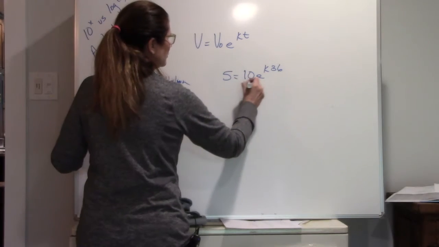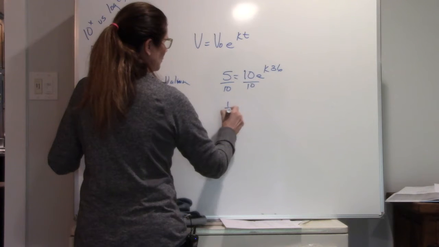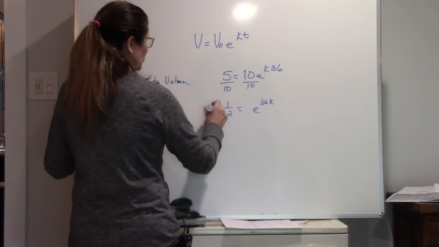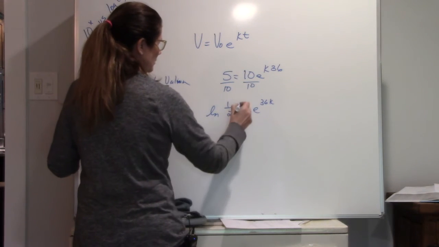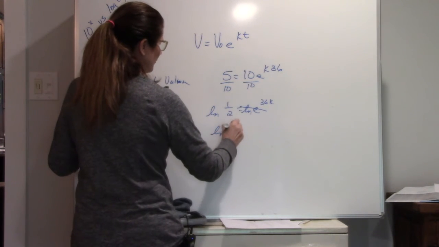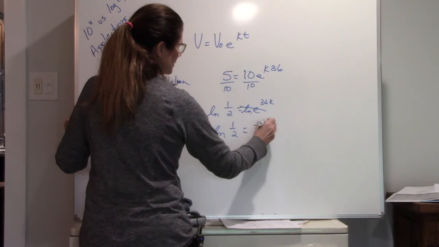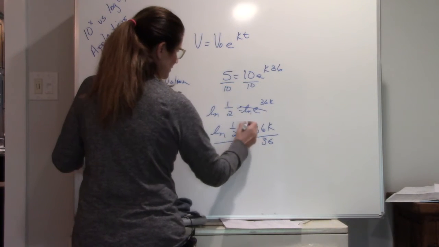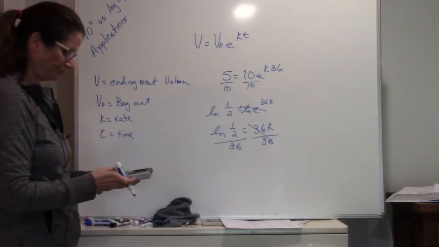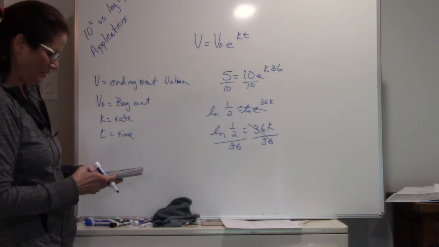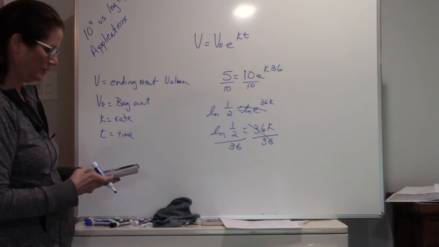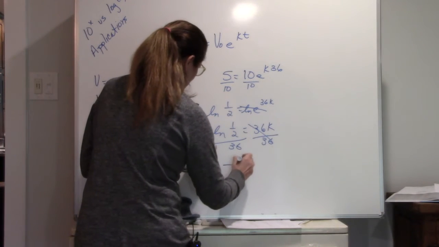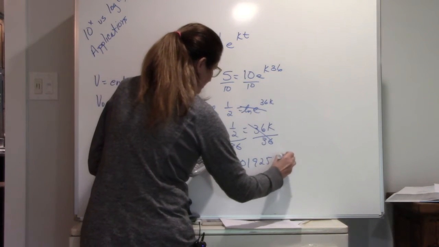So same thing. You're going to divide off the 10. So I get 1/2 equals e to the 36k, just switching that. I'm going to ln both sides, cancels my e. So I have ln of 1/2 equals 36k. I want k by itself, so I'm going to divide both sides by 36. So ln of 1/2 divided by 36 is a negative 0.01925.